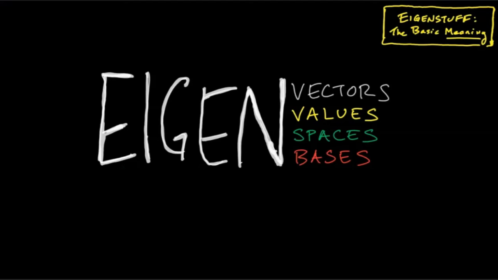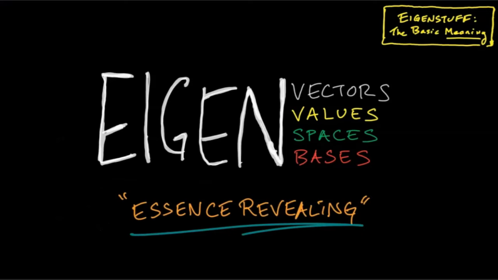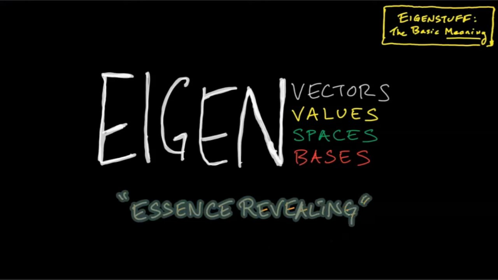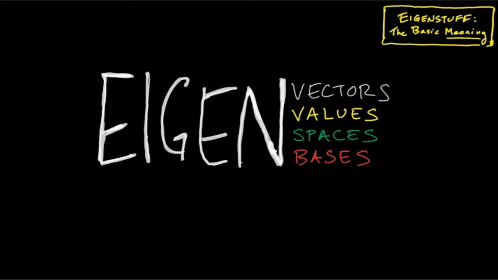But if I were forced to come up with some sort of English meaning that conveyed what eigen was all about in linear algebra, I would propose something like essence revealing. The eigenstuff of a linear map or matrix reveals to us, in some sense, the geometric essence of that particular linear transformation. And you'll see what I mean as we come to define each of these individual eigenterms. So let's jump into that process by defining eigenvectors and eigenvalues.